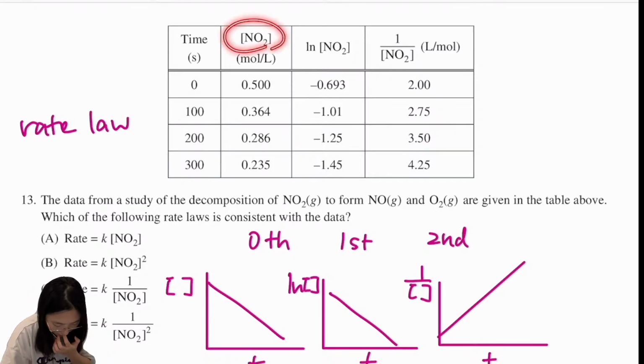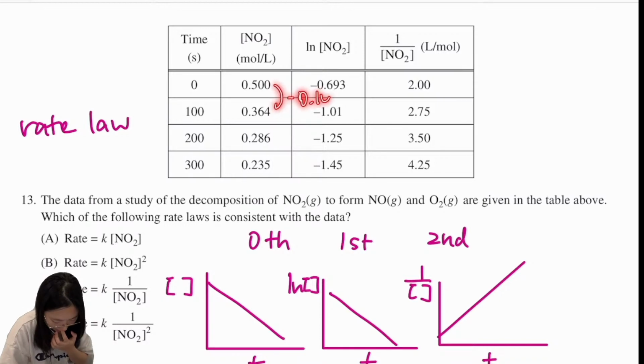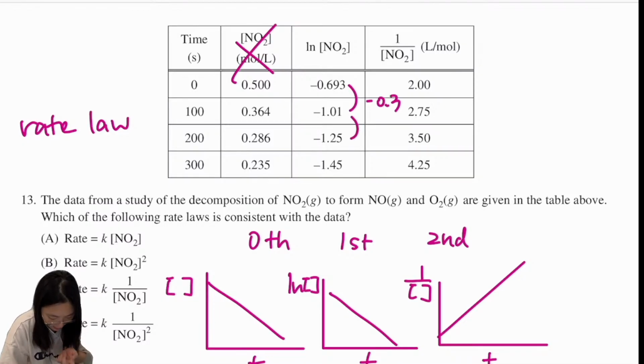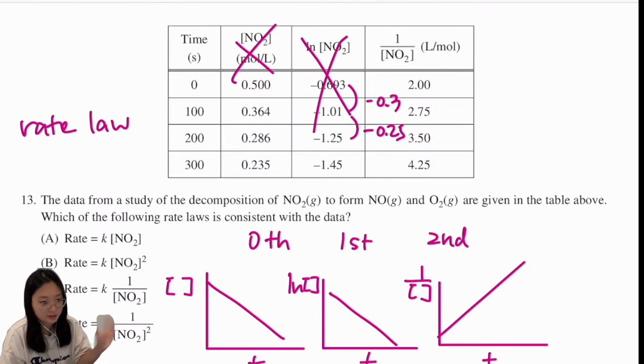Okay, for nitrogen dioxide, it decreased by negative 0.14, and then it decreased by negative 0.08, decreased by negative 0.05. So obviously the increment is not constant. So it's not NO2. And then for ln NO2, the increment is approximately negative 0.3, negative 0.25. Again, the increment is not constant, so it's not that one.